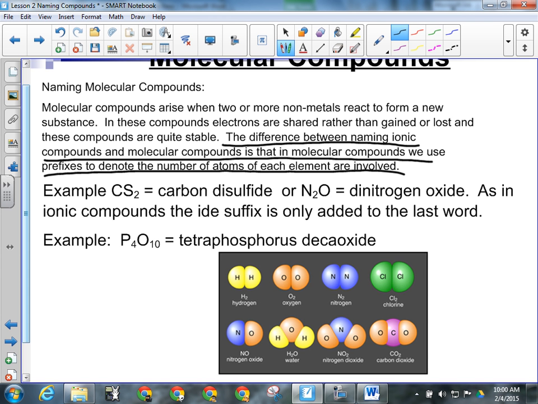This one here is wrong. What's wrong with this one? Ken? Yep. Right, it's got to be monoxide. There's no prefix in front of oxygen. There's only one here. We said this has got to be monoxide or monooxide with a hyphen. Doesn't really matter which way you write it. So, as in ionic compounds, the "ide" suffix is only added to the last element or last word. More complex one, P4O10, tetraphosphorus decaoxide.